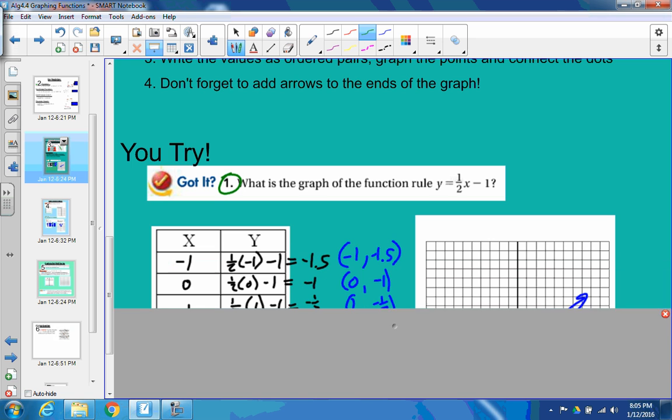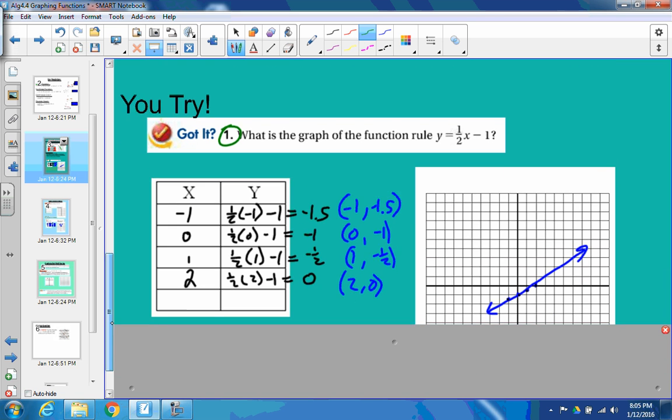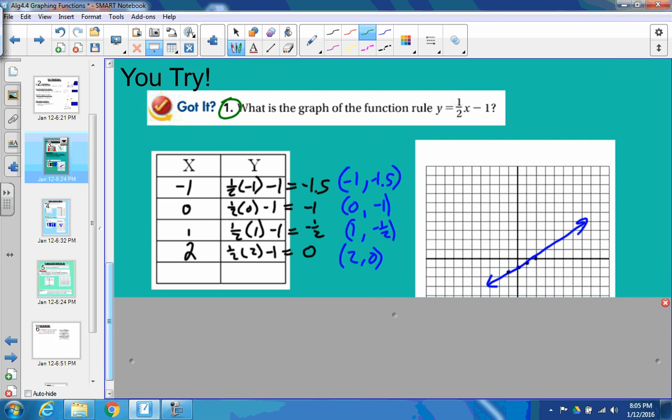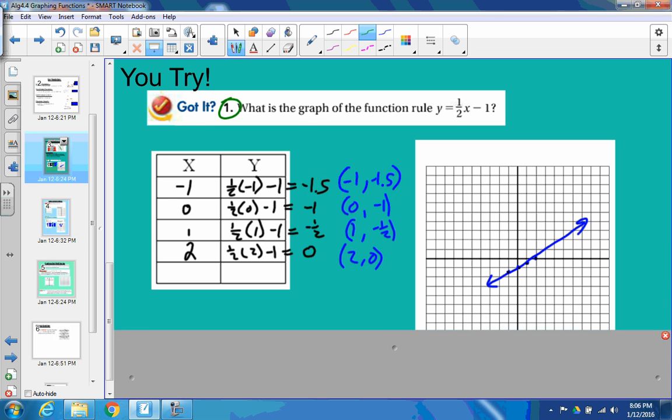All right, so here's what I came up with. Hopefully you came up with something similar. I used the x values negative 1, 0, 1, and 2. Plugged in for the function. Got the values negative 1 and 1/2, negative 1, negative 1/2, and 0. And there's my 4 ordered pairs. When I graph those 4 ordered pairs, they're graphed on here. Now, since we're dealing with fractions, they're very close to each other. But it does graph a line, and I connected them and made the arrows continue them on forever. So that's the basic way to graph a function.